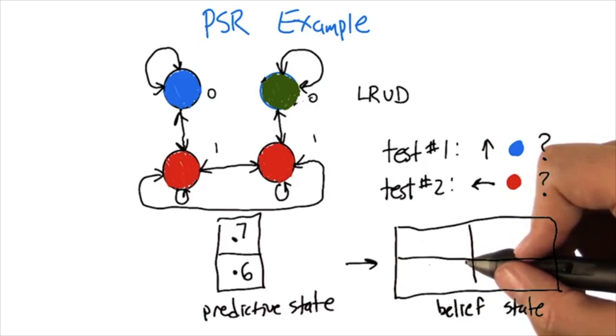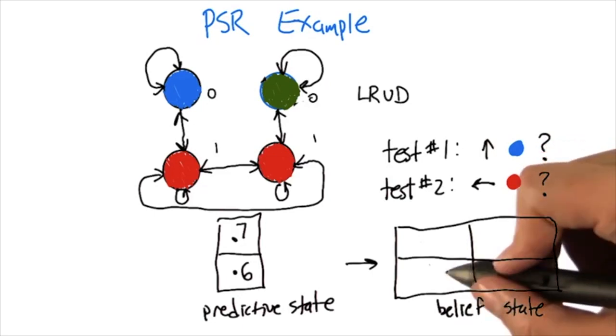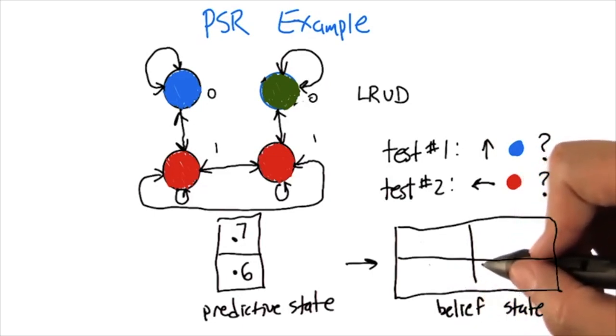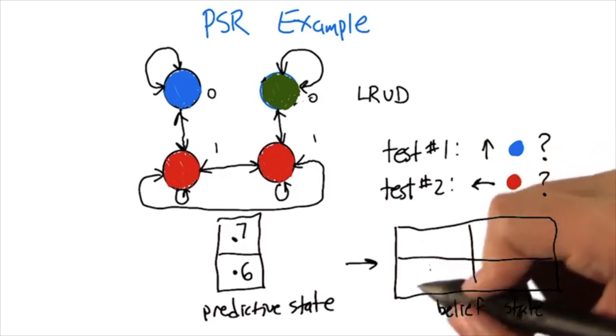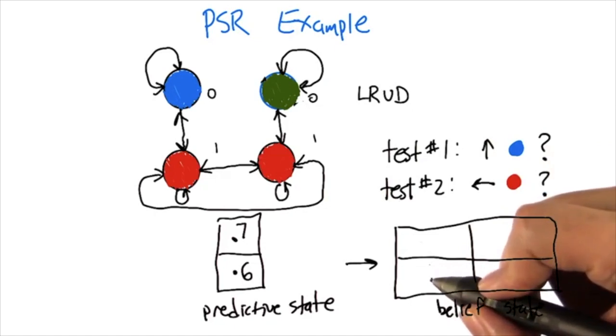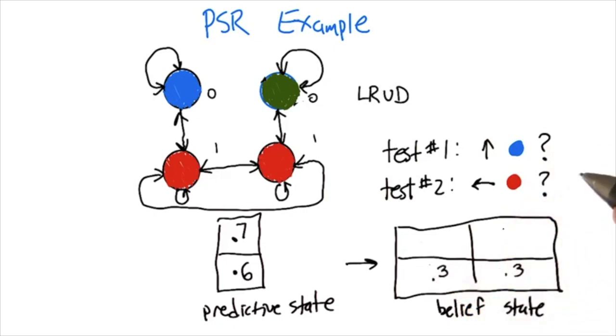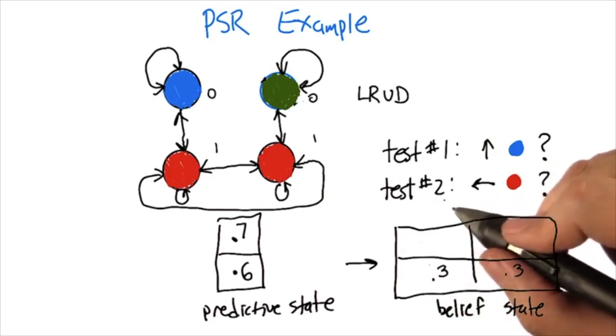Yep. Since the 2 reds are 1, that means any belief state in the bottom row that adds together to get me 0.6 will be correct, right? It'll give us that prediction for sure. So let's pick a belief state. How about 0.3 and 0.3? I was thinking that too. So we agree that would give us 0.6? That would give us, as a prediction for test number 2, 0.6.